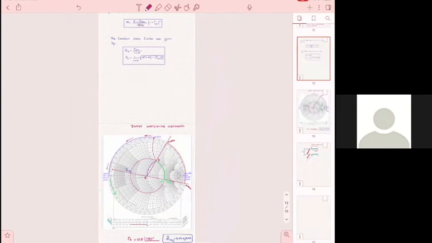For the output matching network, we also need to do the same procedure. Yes, exactly.